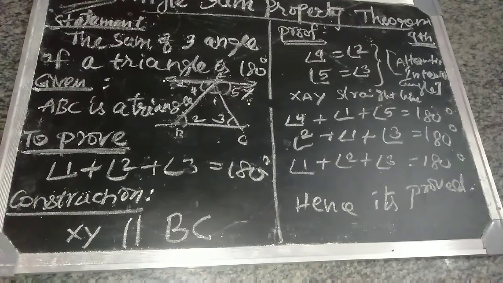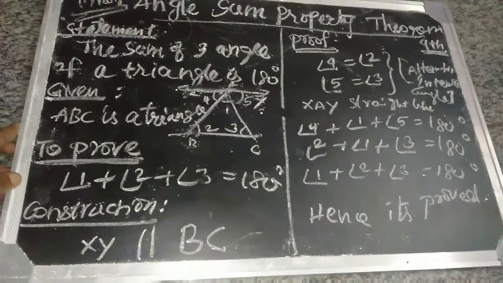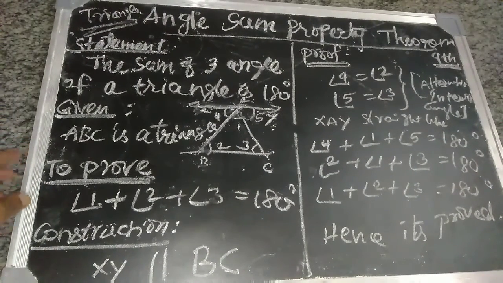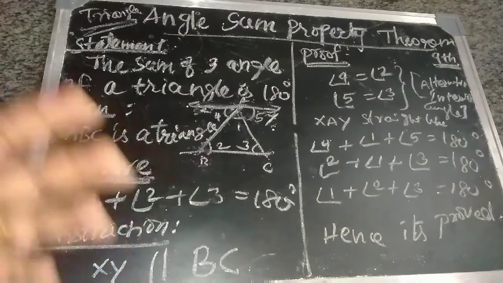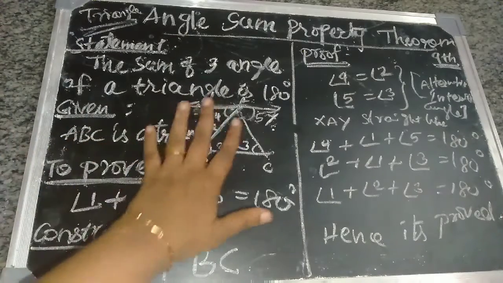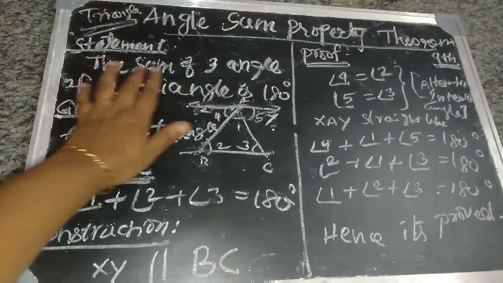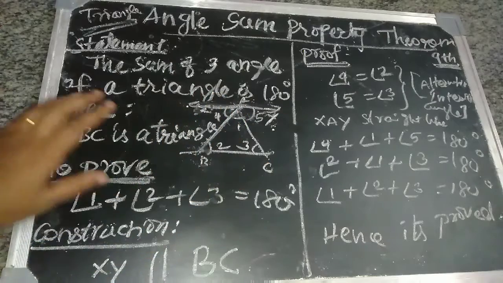We use in many places that the sum of three angles of a triangle is equal to 180 degrees. Maybe if it is 179 we can't draw a triangle. If it is 181 also we can't draw a triangle. Exactly it comes to 180 degrees. We used it, but what is the theorem? How to prove this theorem? The statement is the sum of three angles of a triangle is 180.